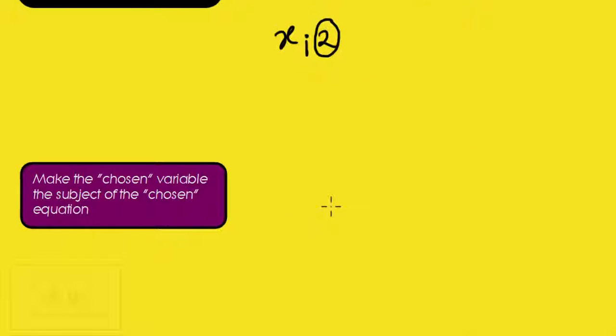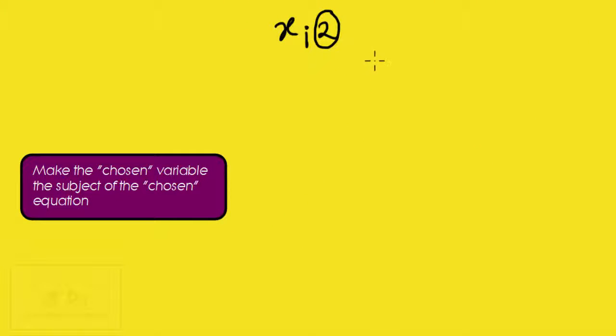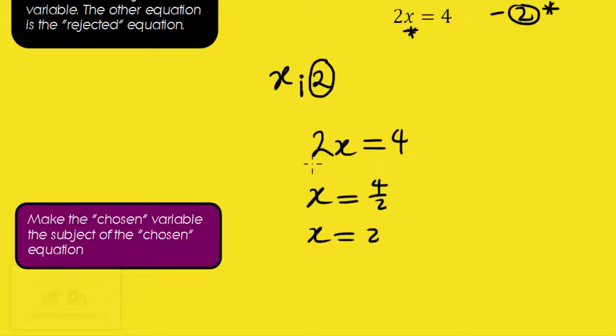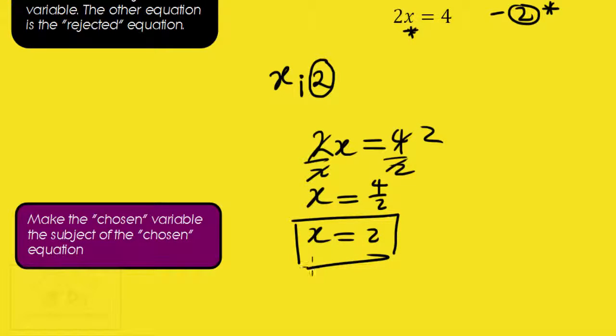So next step, I'm going to make x the subject of the formula in the chosen equation. So in 2x equals 4, x is simply made subject of the formula by dividing through by 2. And that gives x equals 4 over 2, which is x equals 2. So dividing through by 2, x equals 2. I've isolated x on the left hand side. x is the subject of the formula.